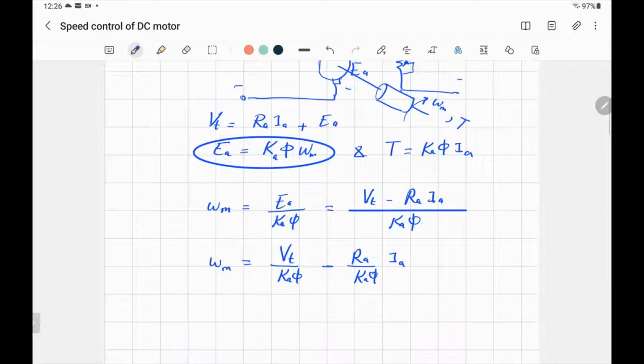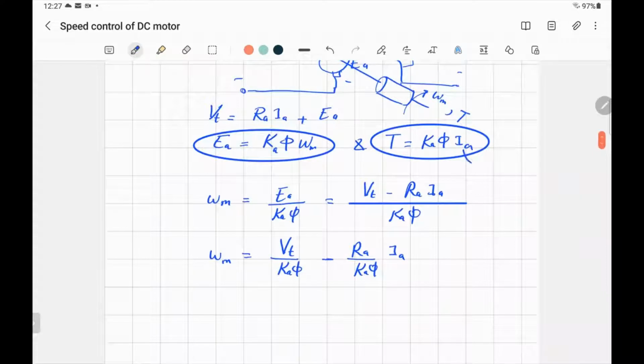Now I have an equation that tells me the relationship between the speed and the current. That's good, but I'd like to know the relation between the speed and the torque. The load would be the torque and the speed. So I have a relationship between the current Ia and the torque, which is the second equation. So what's Ia from this equation? Ia is equal to torque divided by Ka phi.